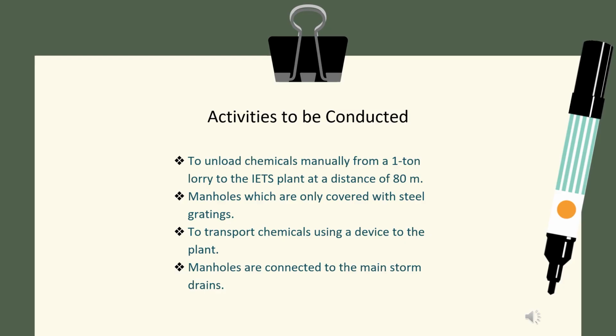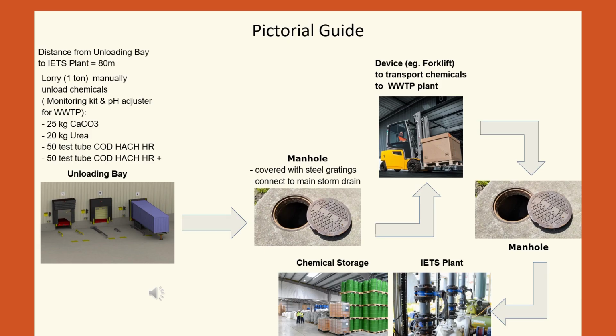In this case study, the activity to be conducted is to unload chemicals manually from a 1-ton lorry to the IETS plant at a distance of 80 meters and to transport the chemicals using a device to the plant. And in this case study, we must consider the manholes, which are only covered with steel gratings and connected to the main storm drains. The following is a pictorial guide, which is an overview of our activity.